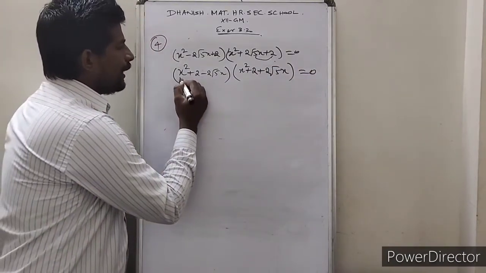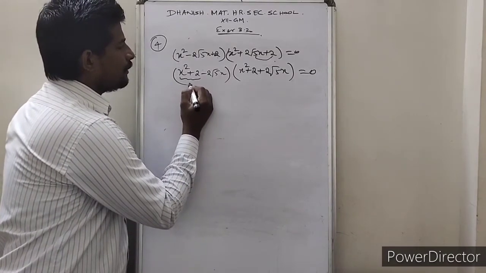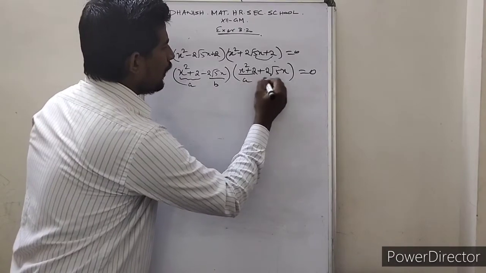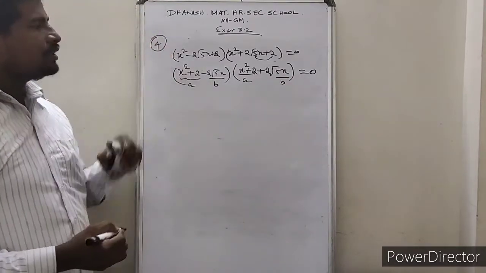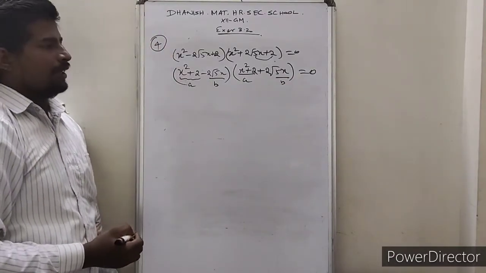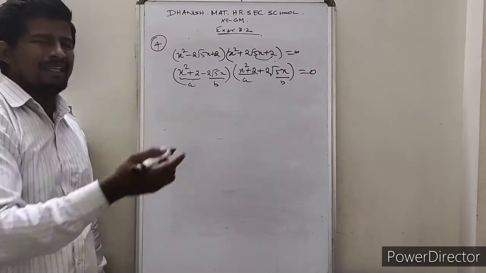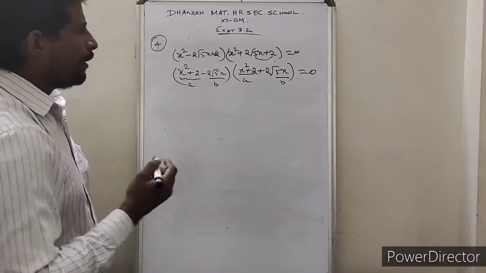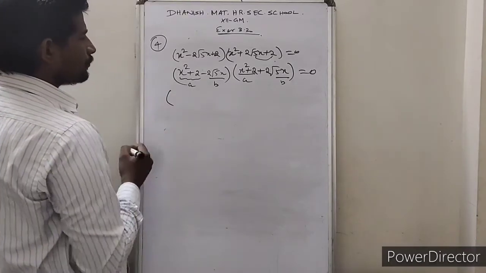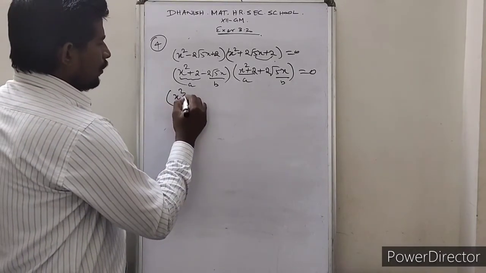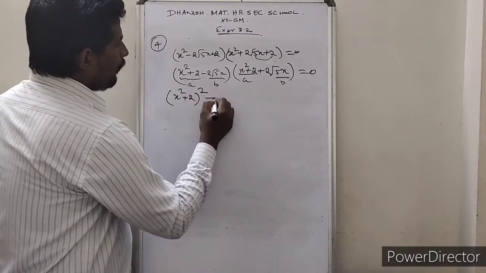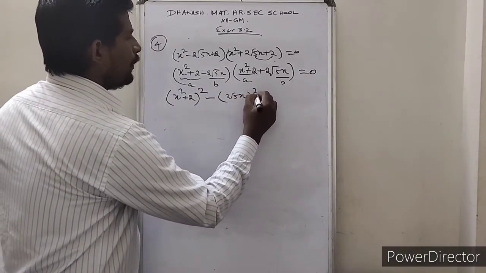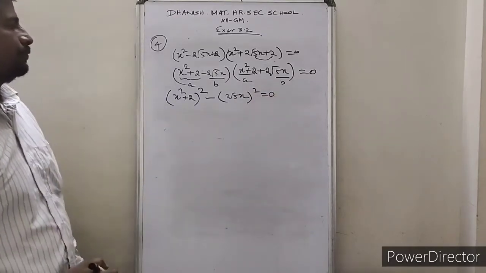Now I am going to take this term as a, this term as b. Similarly a, b. So this is in the form of a plus b into a minus b. So I am going to use same identity, a plus b into a minus b equal to a square minus b square. By using that, a square minus b square equal to 0.